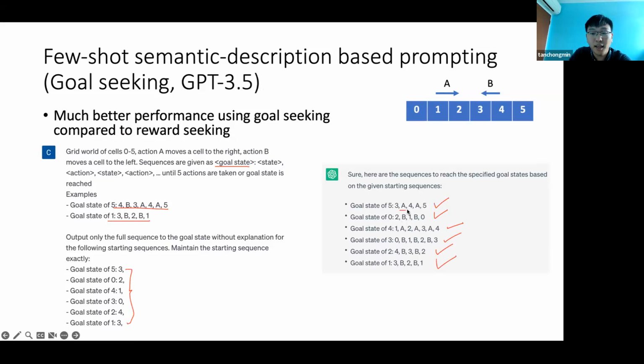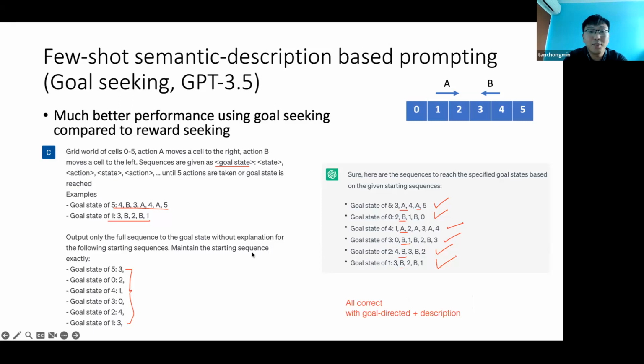Are my actions correct? A goes to the right, correct. B goes to the left, correct. A goes to the right, correct. B goes to the left, also correct. B goes to the left, and B goes to the left. So let me just highlight this here. All correct. Plus description. So this is actually damn cool.